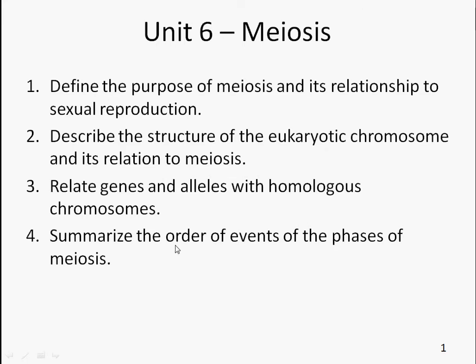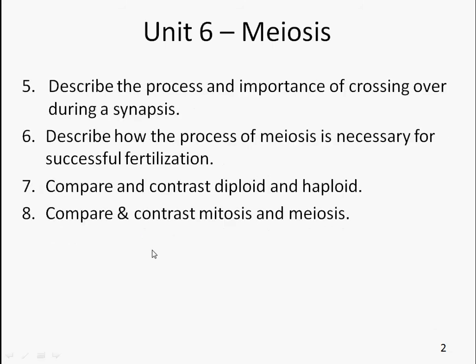Number 4, summarizing the order of events in the phases of meiosis. Guys, this is going to be the most important objective for the test, and it's going to consist of about half of your notes that you have. This is going to be similar to the last unit where mitosis was a major focus. Again, this is only meiosis, so this is going to be the major focus of this unit. So if you have your highlighter out that you should be having out during this, you should highlight number 4 or circle it or something. That's going to be pretty important.